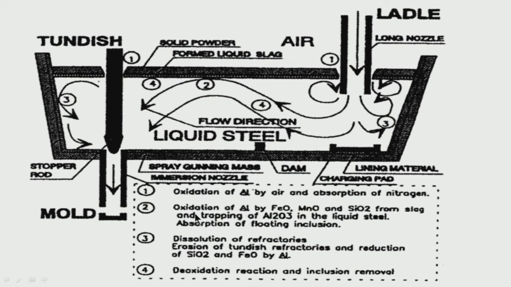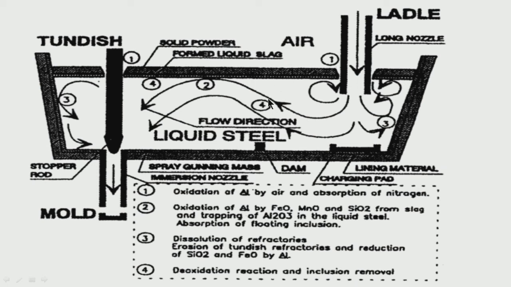Then what is happening, just see, when liquid steel is flowing after it comes down, that too is basically at the interface of the slag. So oxidation of aluminium by FeO, MnO, SiO2 from slag. The slag again is very important. As I have told you for Ladle slag, here also slag should not have constituents like iron oxide, manganese oxide, SiO2, otherwise the aluminium in liquid steel will get oxidized and alumina will form.